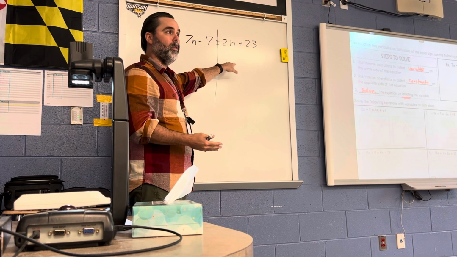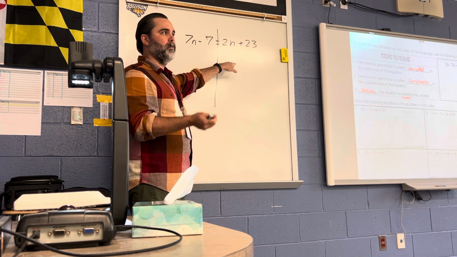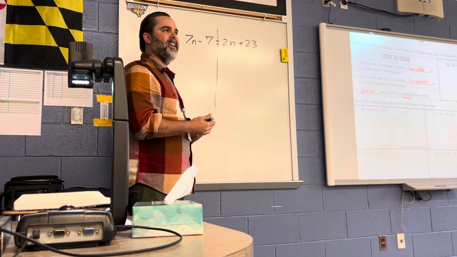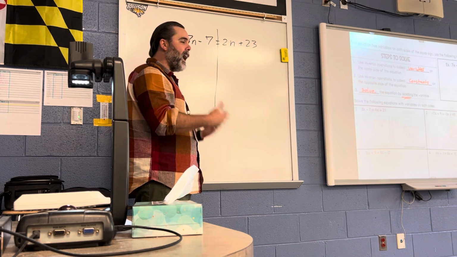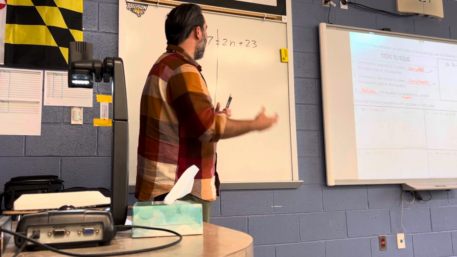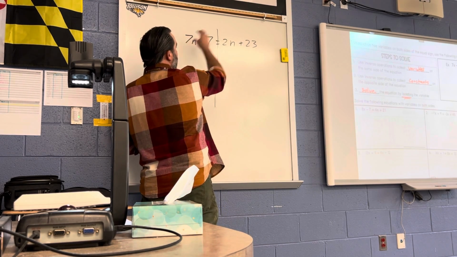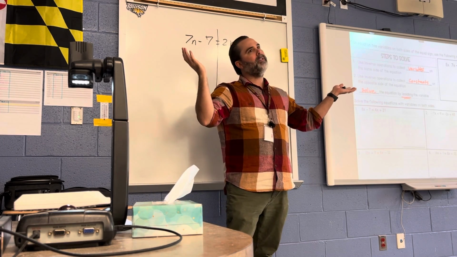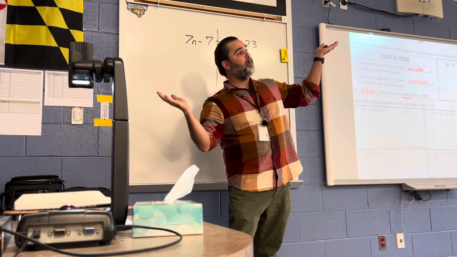But in general, it's easier to move the smaller coefficient than the larger one, because then you won't have a negative coefficient to deal with. But you can deal with the negative coefficient. But just for right now, let's just move the smaller one. Now I can't just pick this 2n up and move it over here, because if you pick something up from one side of the equation and move it to the other side, it's unbalanced, right?